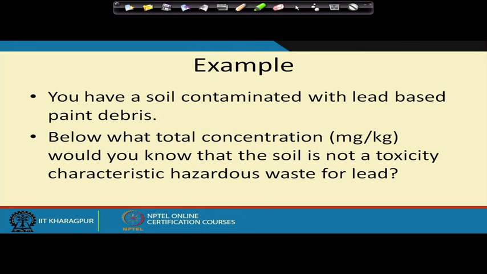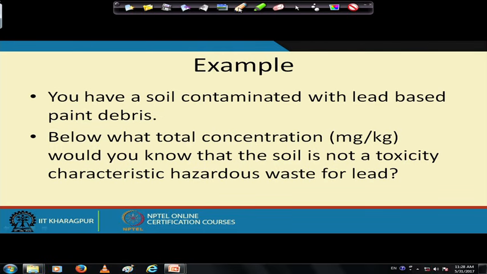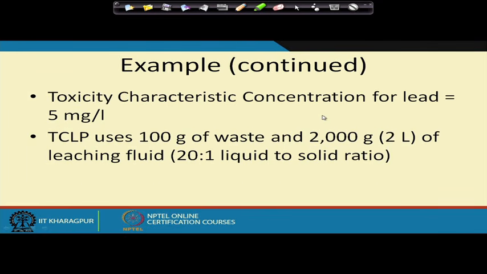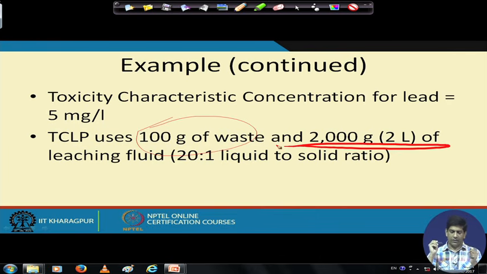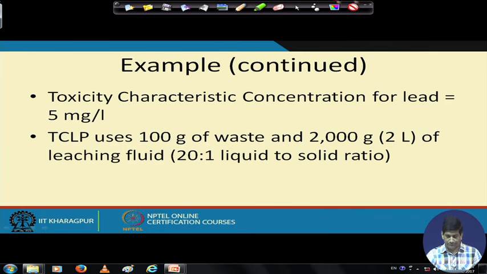So let's do the math, and I will try to explain it again. Just try to follow it. The toxicity characteristic concentration for lead is 5 milligrams per liter. We talked about that TCLP uses 100 grams of waste and 2 liters of the leaching fluid. So 20:1 is the liquid to solid ratio, which is typically used for TCLP. That's what the TCLP test requires.